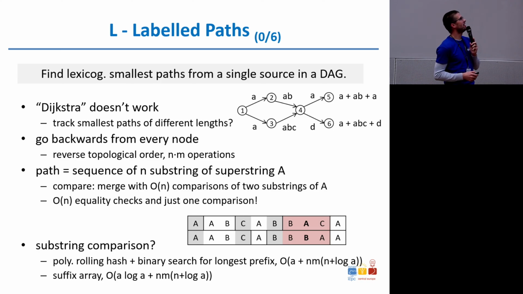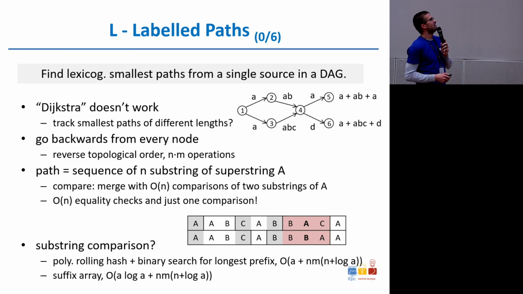Yeah, so now we're in the region where there were no solutions before the freeze time, so I'm not spoiling what happened after this. And these are labeled paths. So the task asked us to compute the lexicographically smallest path from a single source in a directed acyclic graph.